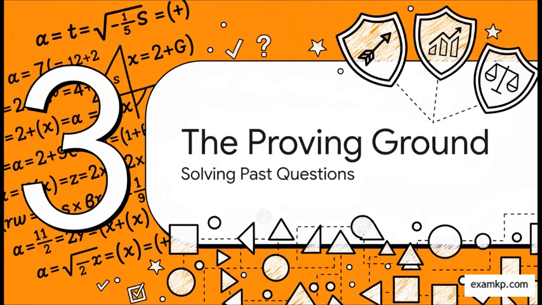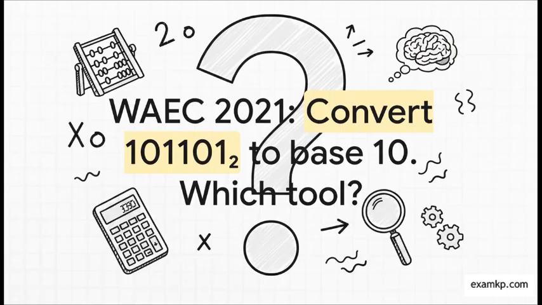Okay, your toolkit is ready. So let's step onto the proving ground. It's time to see how these 4 concepts actually pop up in real past exams, from WAEC, JAM, and NECO. This is where the theory gets real. Okay, have a look at this. A classic question from a recent WAEC paper.